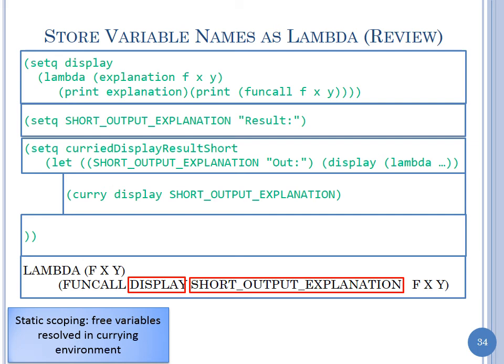Okay, and things have got complicated here because the curry is being called in a let. It's not being called in the global environment, it's being called in a let environment. Okay, so that brings in scoping issues, so we want to do static scoping where we resolve free variables in the currying environment. Okay, so we want display short output explanation to be bound to this value rather than this value.